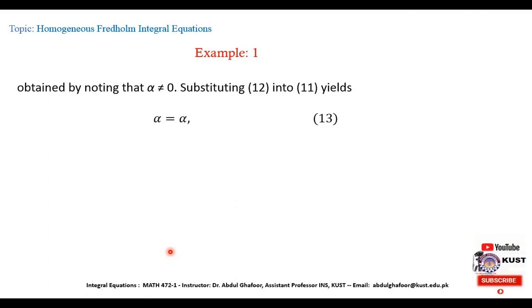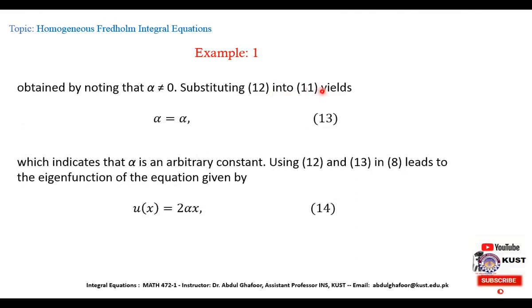Substituting equation 12 into equation 11, this gives alpha is equal to alpha, which indicates that alpha is arbitrary. So for alpha not equal to 0, lambda is equal to 2. This is the parameter value, or the lambda value is equal to 2. So using equations 12 and 13 in equation 8, the eigenfunction of the equation is given by u of x is equal to 2ax.